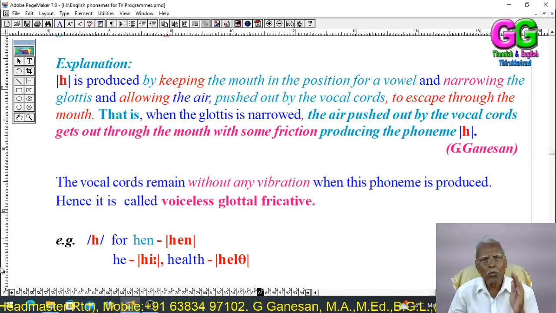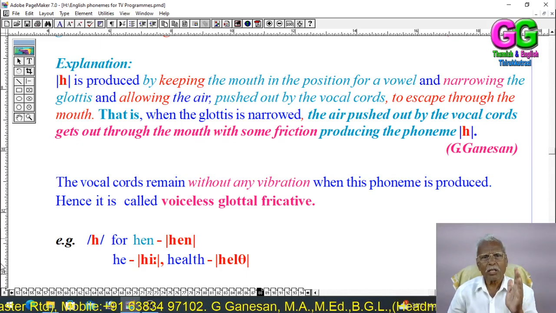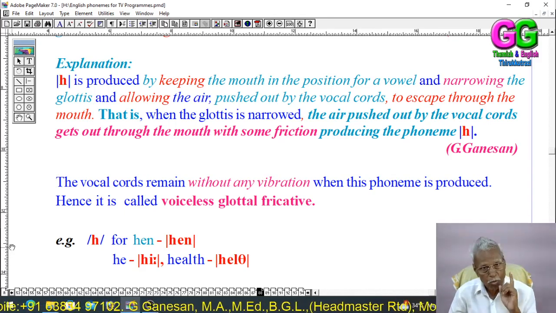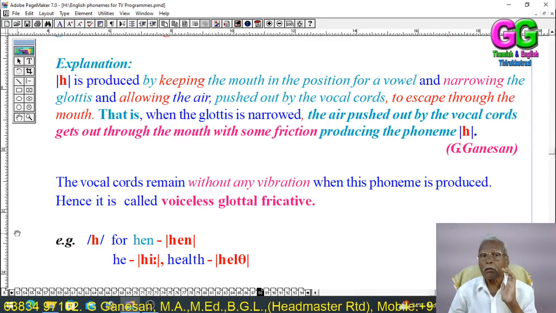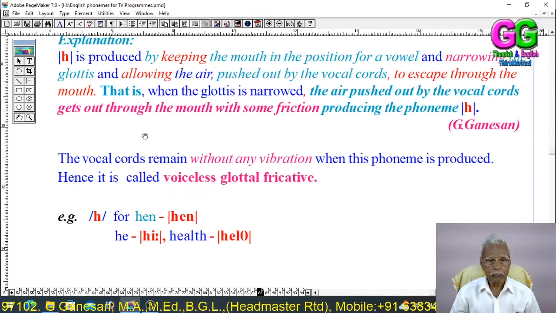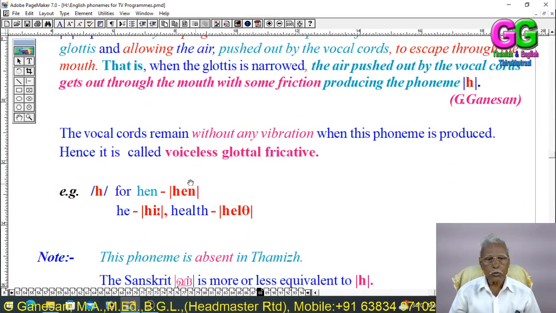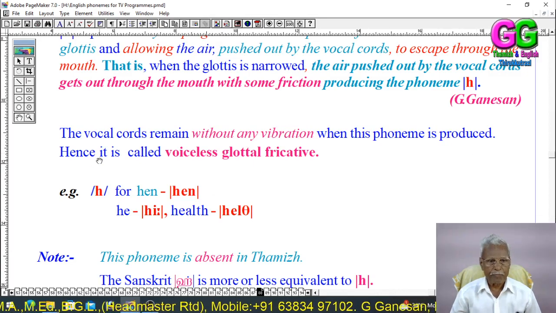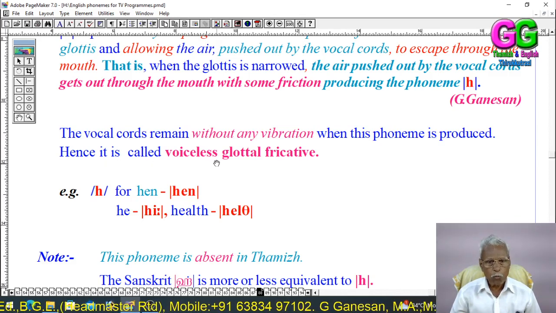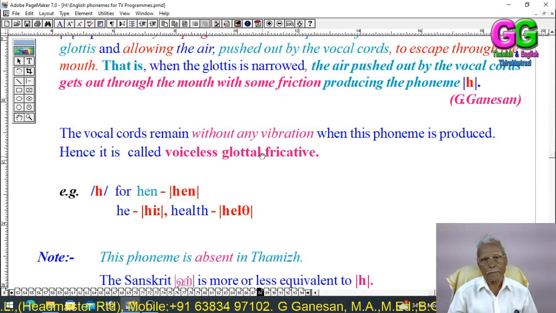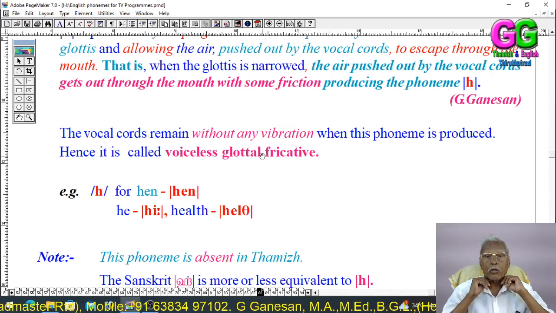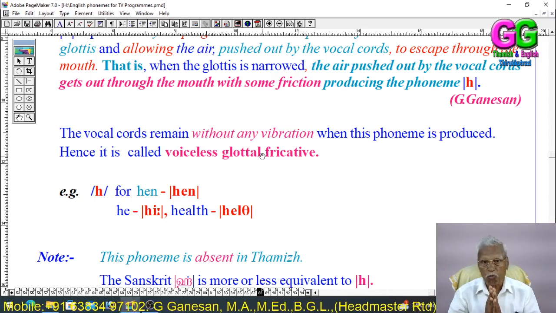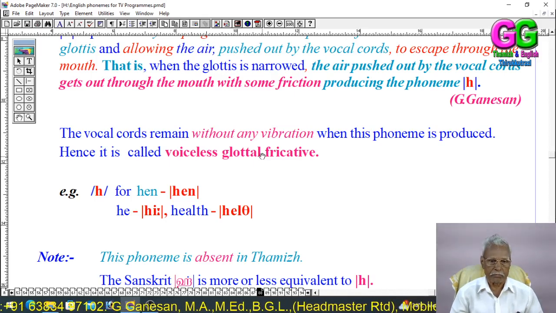This phoneme appears mostly in the beginning of a syllable. But the vocal cords remain without any vibration when this phoneme is produced. Hence it is called a voiceless glottal fricative.